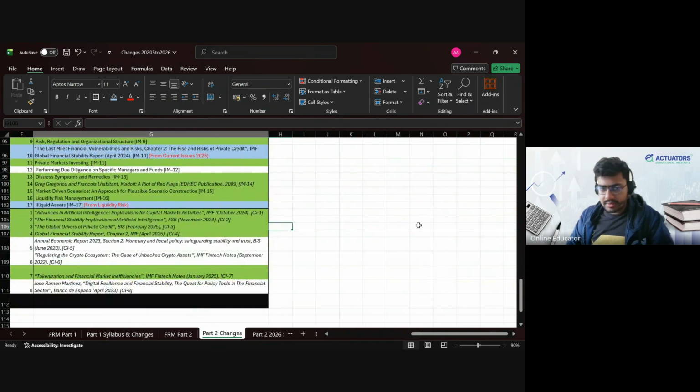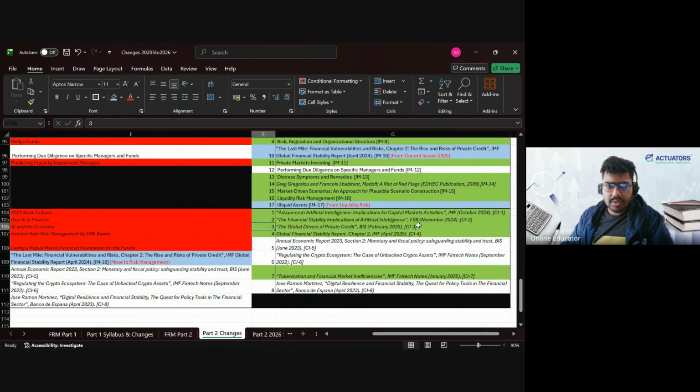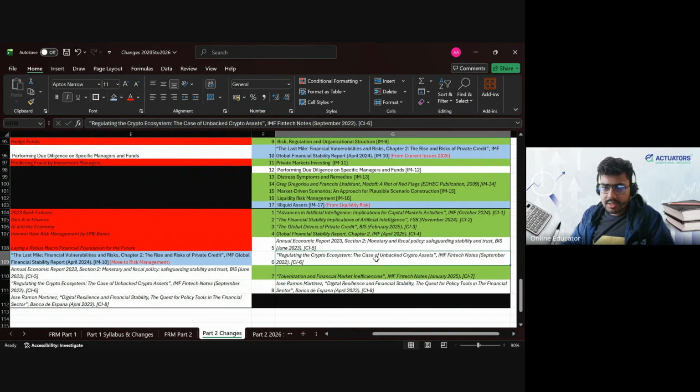And as you can see, we have moved more towards AI and such. We can see advances in AI, financial stability implications of AI, the global drivers of private credit, global financial stability report, and tokenization and financial market inefficiencies. These are the new chapters that have been introduced. And monetary and fiscal policy, the crypto ecosystem, and digital resilience and financial stability remain intact as in 2025. There are no changes in there.